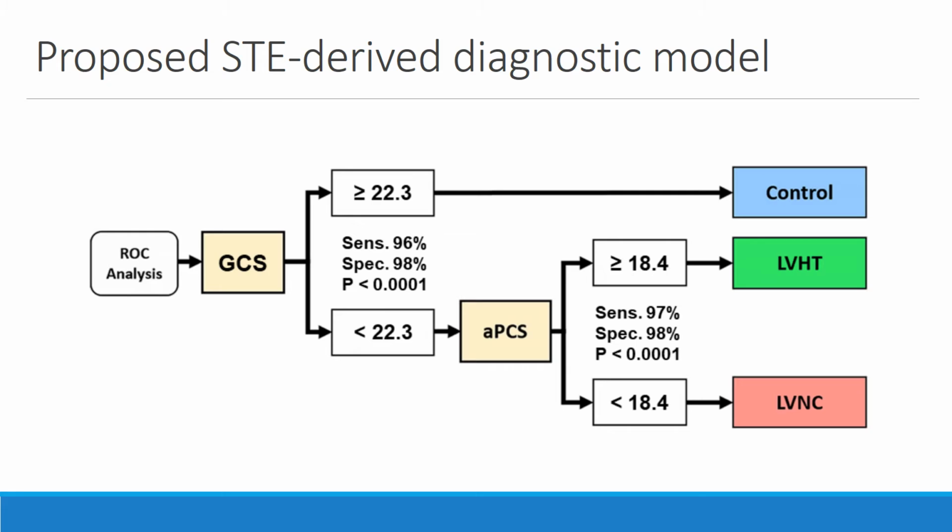Then we performed a ROC analysis to identify which parameters can differentiate the three study groups. And the global circumferential strain identified control patients who had a cutoff more than or equal to 22.3. Then the apical peak circumferential strain with a cutoff value of 18.4 differentiated hypertrabeculated from the non-compaction cardiomyopathy who had APCS less than 18.4.